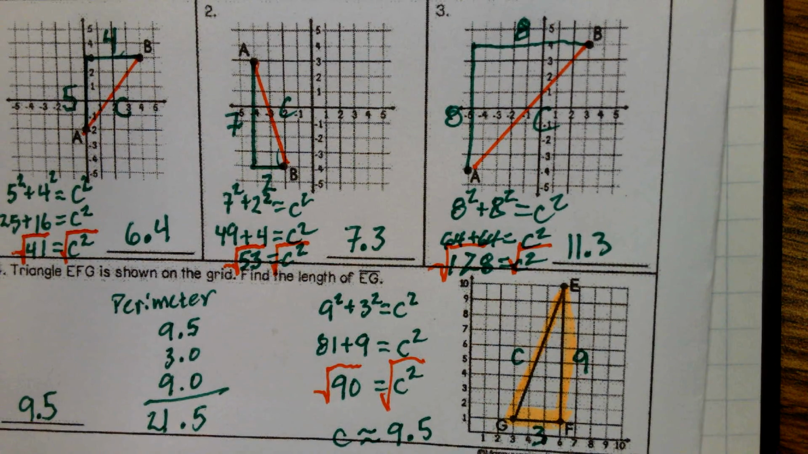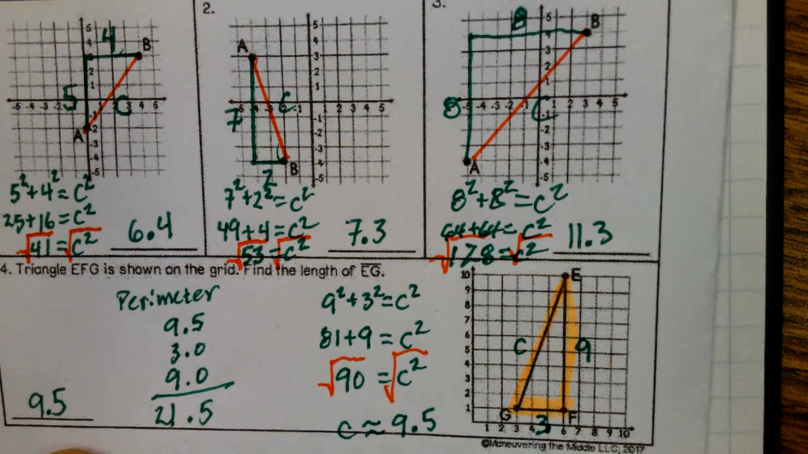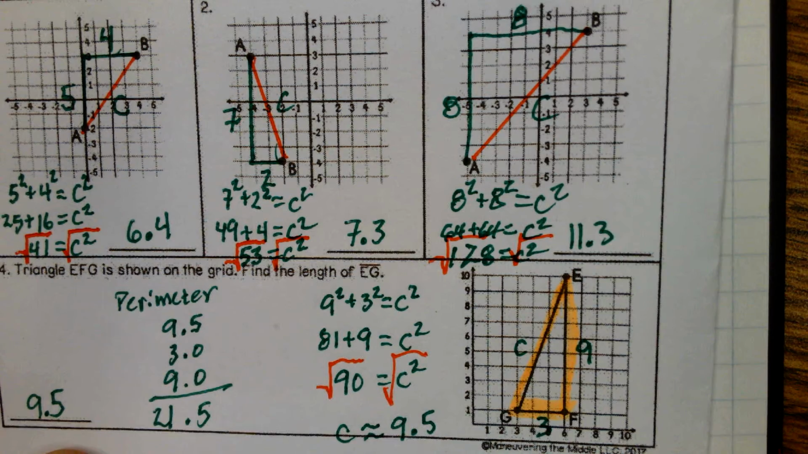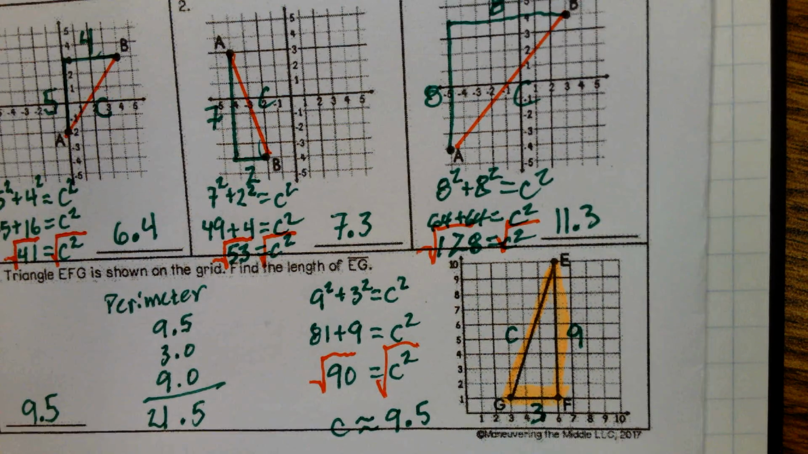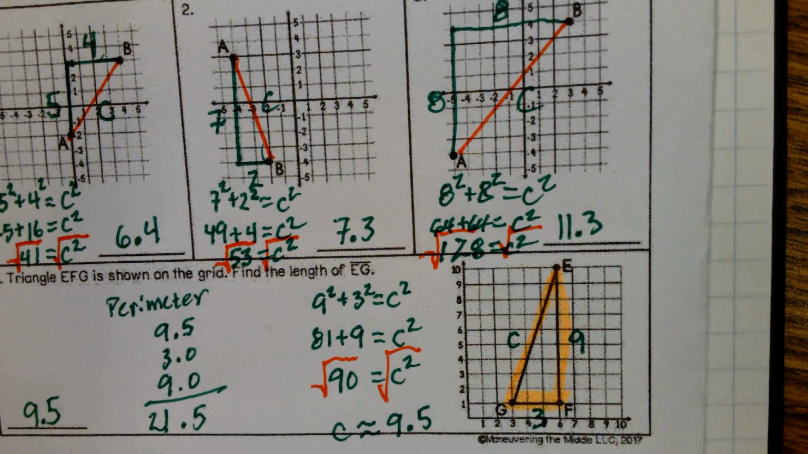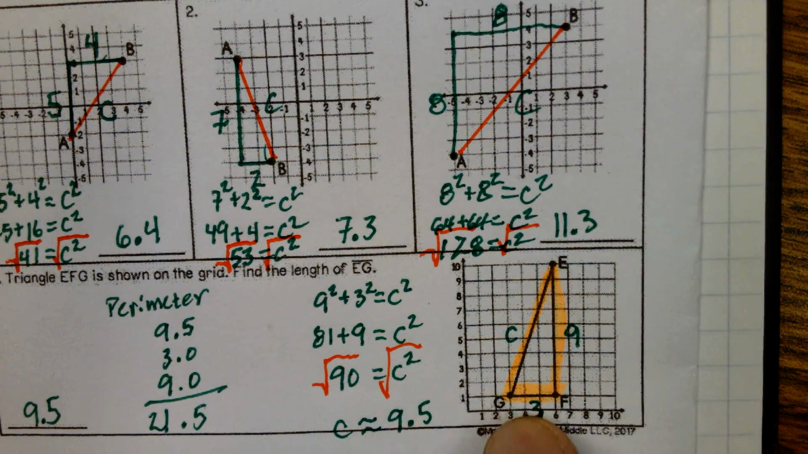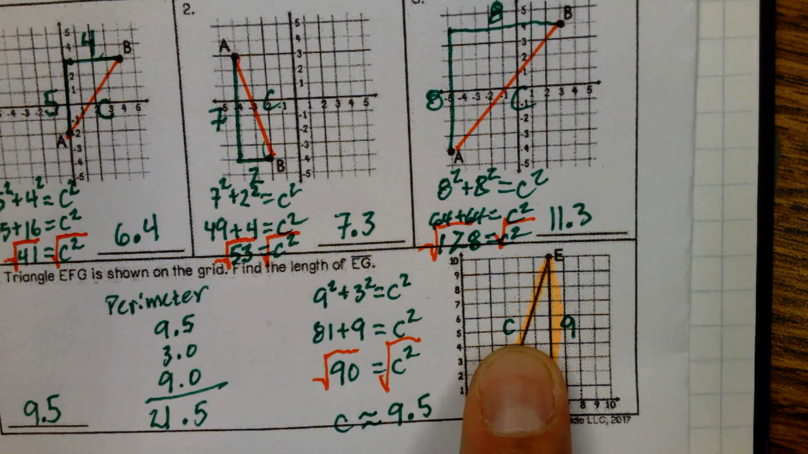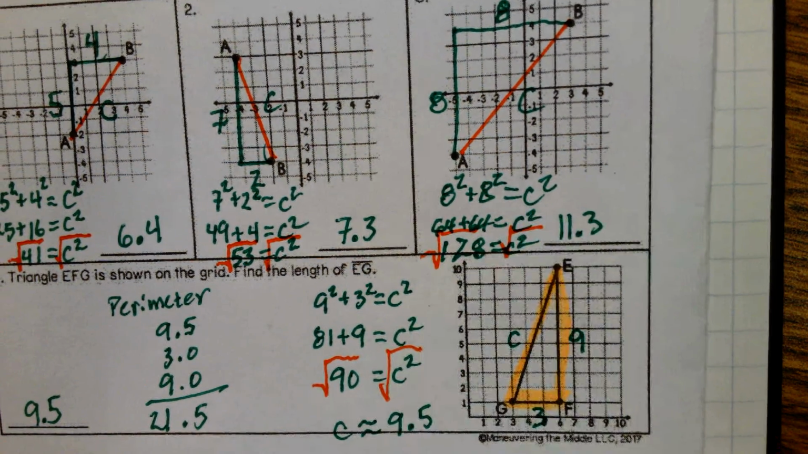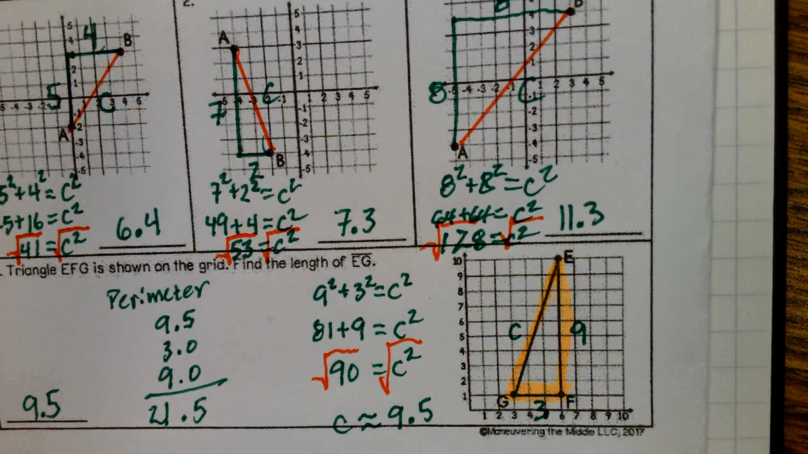No, they didn't ask for it. This is a little extra that I added. All they wanted us to figure out is 9.5, this distance. But quite often we're going to need to find a perimeter and a missing side. So you use the Pythagorean theorem to find your missing side. Then you would find the perimeter by adding up all the sides. Okay. Any questions?